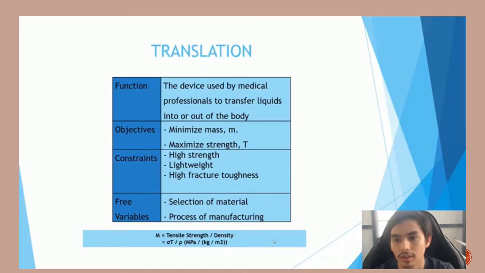The function of the syringe is as a device used by medical professionals to transfer liquids into or out of the body. The objective is to minimize mass and maximize strength. The constraints are high strength, lightweight, and high fracture toughness. The free variables are the selection of material and the process of manufacturing.